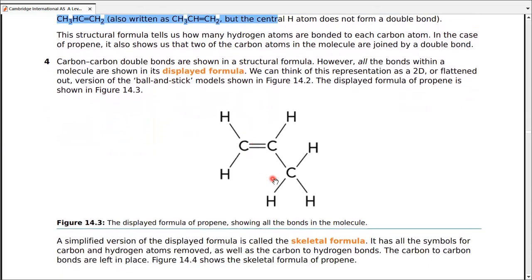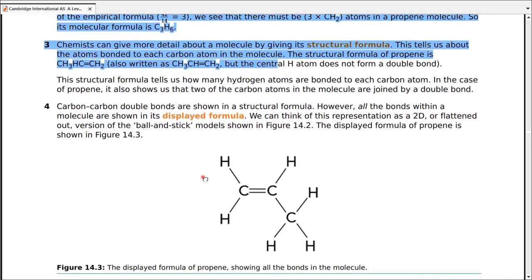So number 4, carbon-carbon double bonds are shown in a structural formula. However, all the bonds within a molecule are shown in its displayed formula. Structural formula, the one that is given in point number 3, is actually the contracted form. If I am to be exact, structural formula never showed you any carbon-hydrogen bond; it actually omitted those bonds. Structural formula may also omit carbon-carbon bonds at some point, only the carbon-carbon single bonds. However, it is going to show you carbon-carbon double or triple bonds, as you can see in this structure, and as you can see in these formulas.